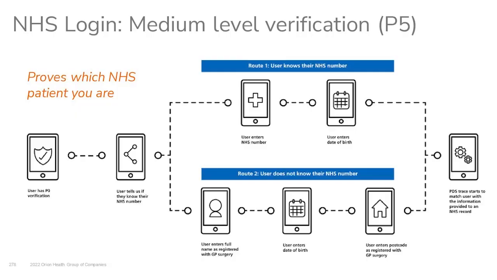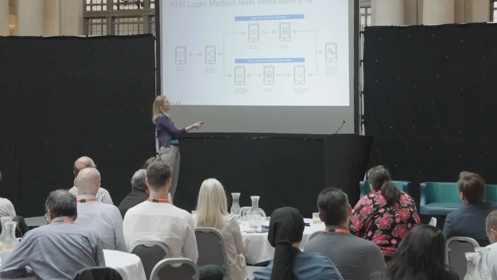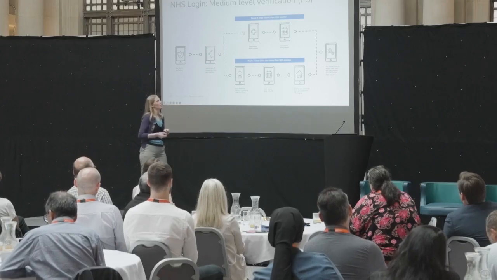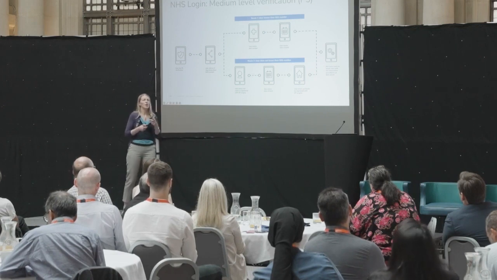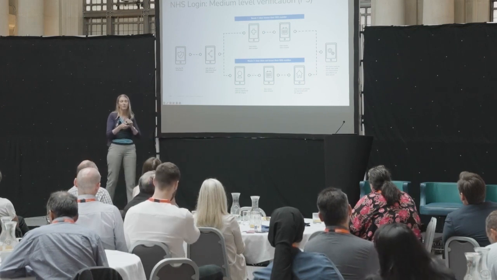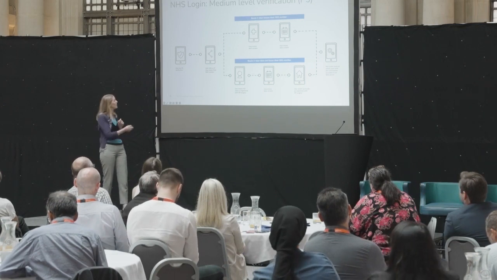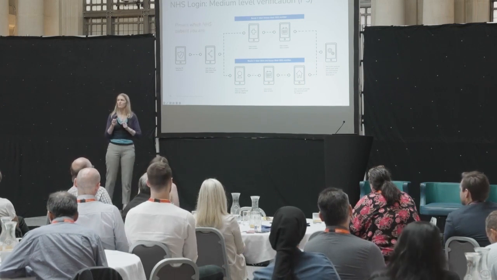P5 is the next level up. There's actually no 1, 2, 3, 4. It goes 0, 5, 9. And in P5, once you've actually registered, it asks you to tell the system your NHS number and your date of birth. But if you don't know that, it will take you down this other path where you can say, actually, I know my GP details. And the goal of that really is to do a PDS trace. PDS is the Personal Demographic Service to check who you are as a patient. So this is basically figuring out who you are as a patient in the NHS system.